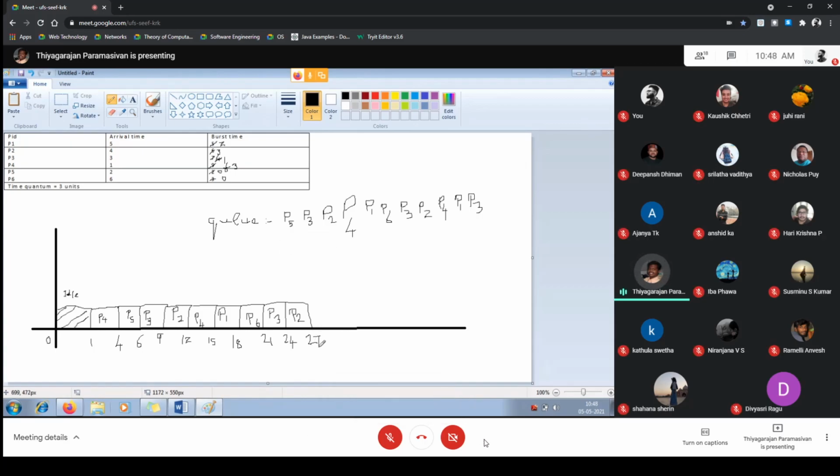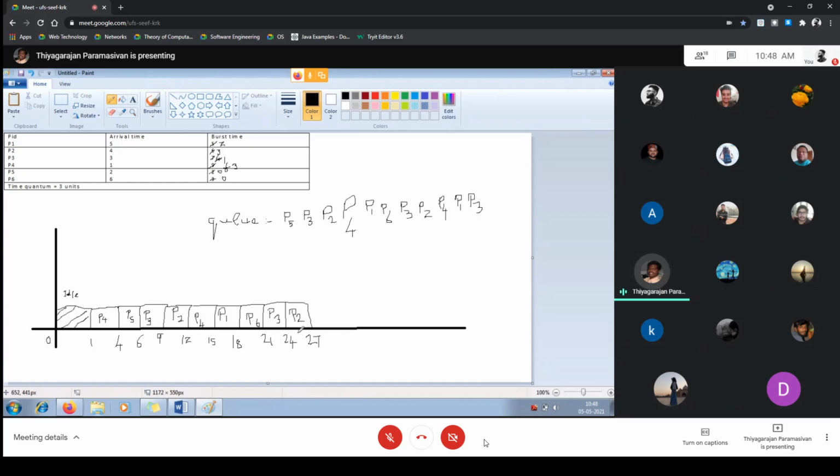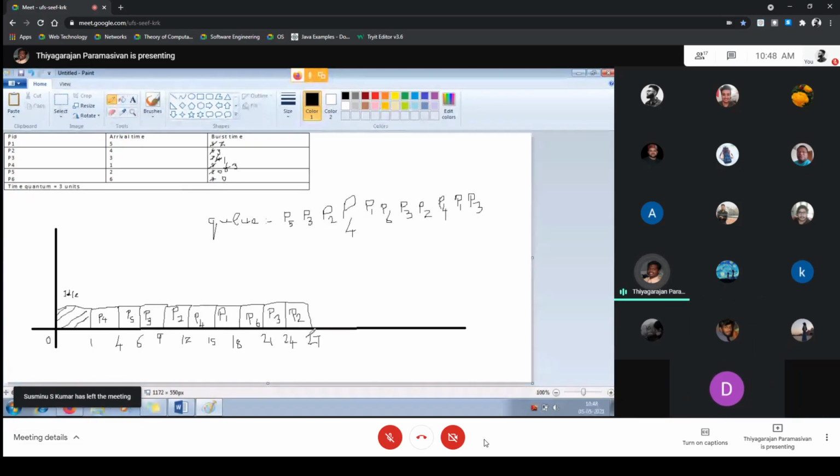So it is nothing but 27. Between 24 and 27, we have to check whether any process arrived. We don't have any process arrived, so we can skip the first 2 steps. Third step is reduce the burst time by the time quantum. The burst time is 3. If you reduce the 3 allocated time, it will become 0.